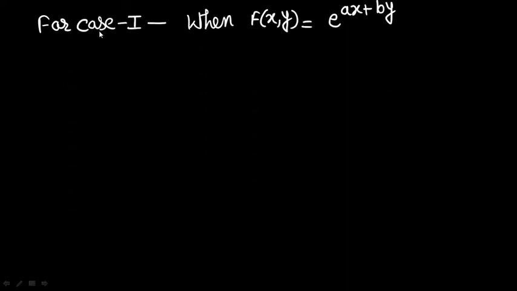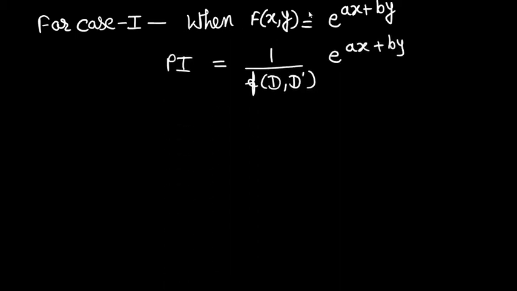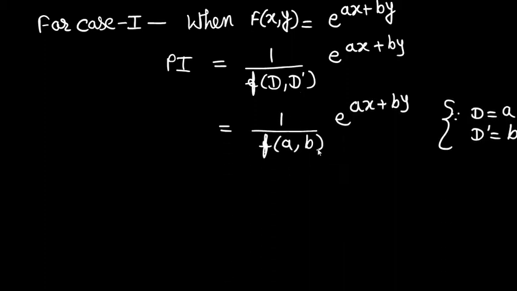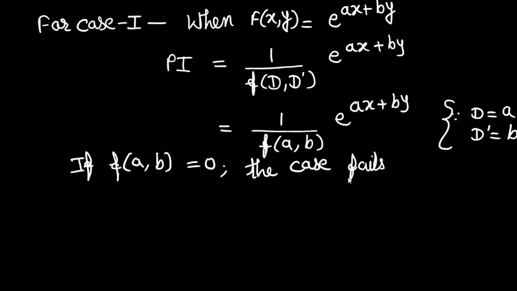Here case 1, whenever the right hand side is e to the power ax plus by, we know that we discussed in part 1, here the substitution is D equal to a and D dash equal to b. Provided this denominator term is not equal to 0. If this value equals 0, that means the case fails.